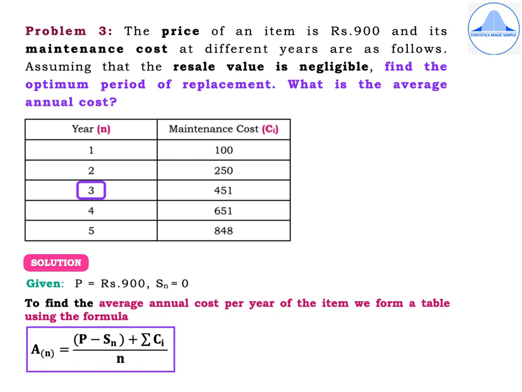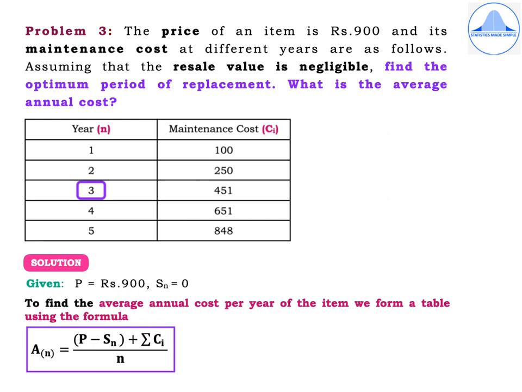Problem 3. The price of an item is rupees 900 and its maintenance cost at different years are as follows. Assuming that the resale value is negligible, find the optimum period of replacement. What is the average annual cost? So in the first column we have the year as 1, 2, 3, 4, 5. The maintenance cost values are 100, 250, 451, 651, 848.